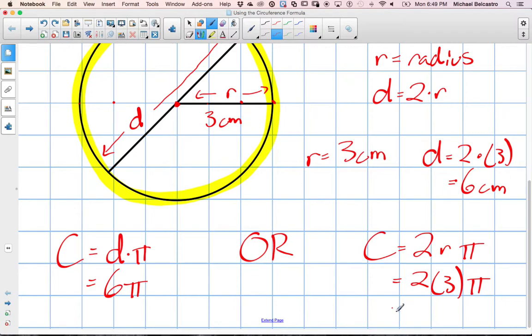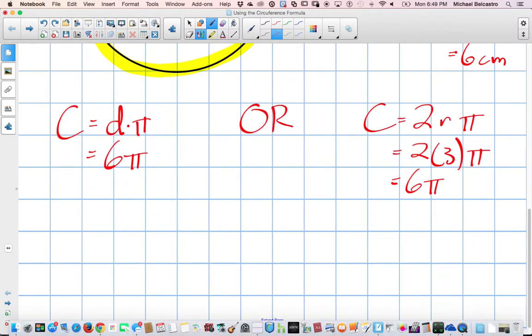Okay, there's a rule in math called the associative property. It means we can multiply in any order. So I'm going to multiply 2 times 3. What is that going to give us? 6. Yeah, and 6 times pi. So we're at the exact same spot now. We just did an extra step on the formula on the right. And we're going to figure out what 6 times pi is.